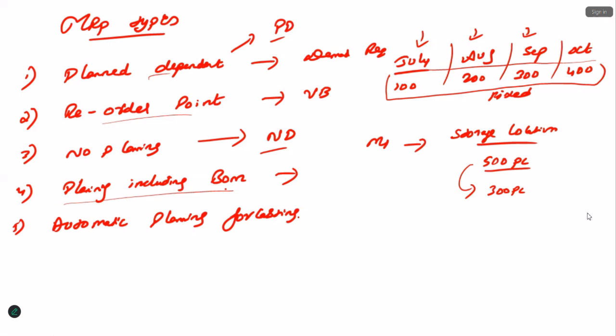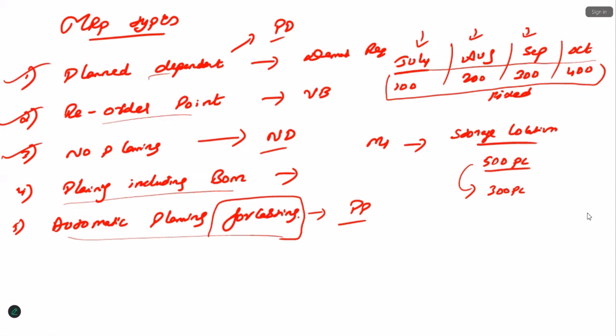Okay. And you have automatic planning forecasting. This is completely handled by PP. So this is going to check what the past consumption is and provide you the proposals. Forecasting is nothing but the past consumption. Okay. So majorly we use these three as an MRP type.